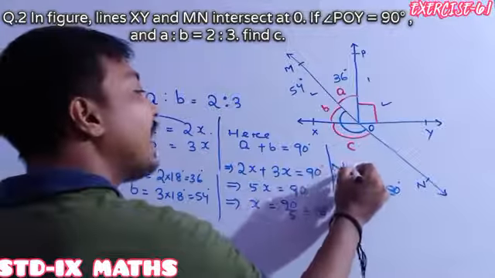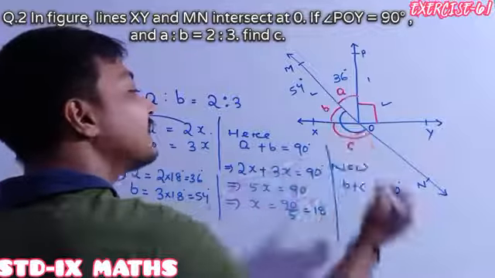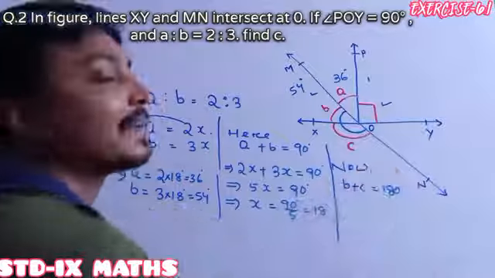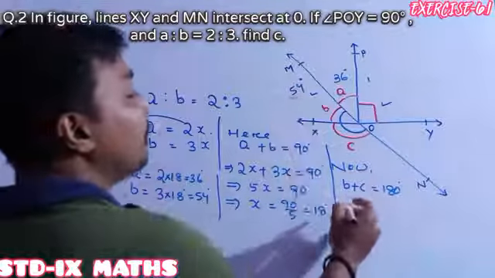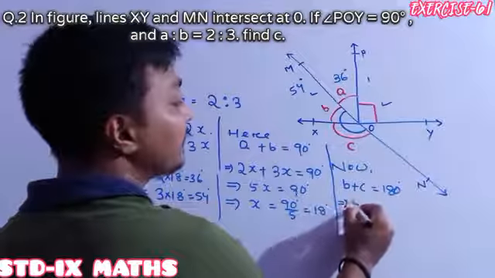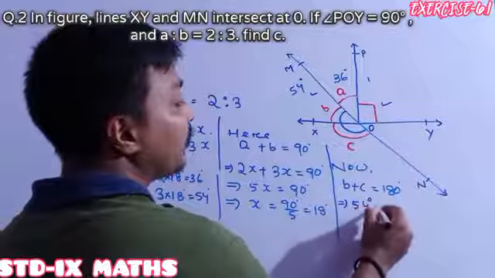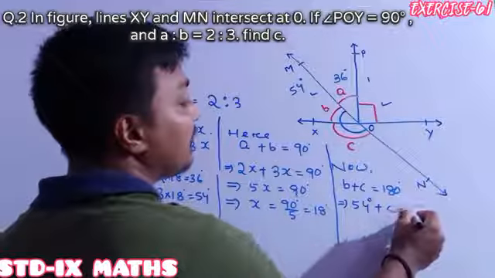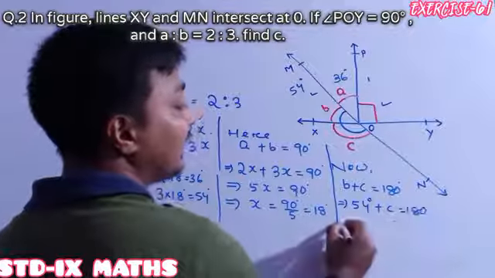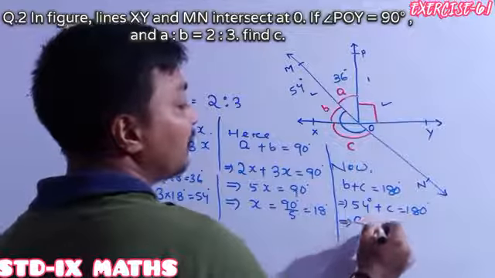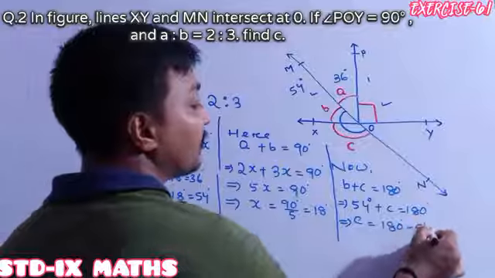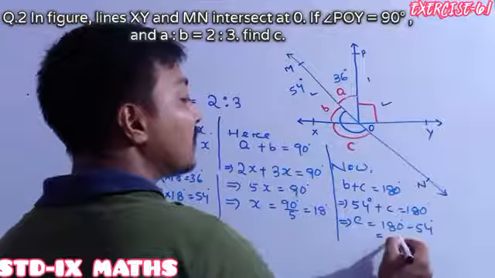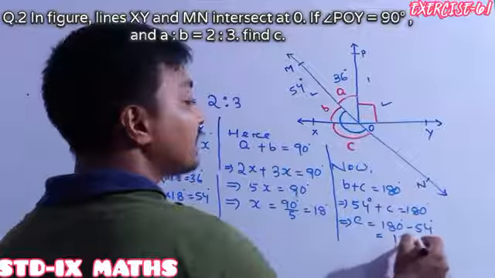Because both B and C, both this angle and this angle, are linear pair angles. As you already know, angle B measures 54 degrees. So B, which is 54 degrees, plus C equals 180 degrees. It implies C equals 180 degrees minus 54 degrees, which gives us 126 degrees.